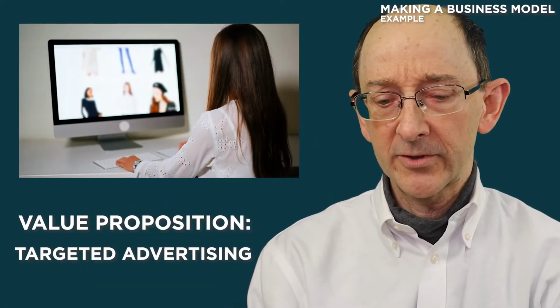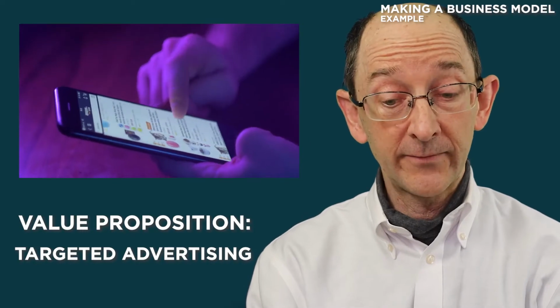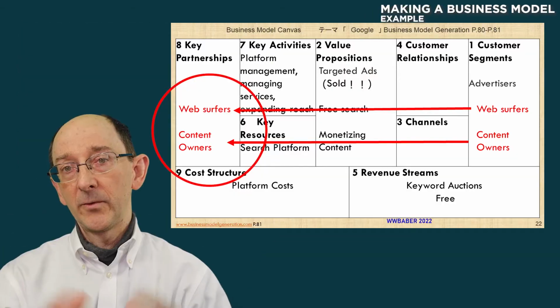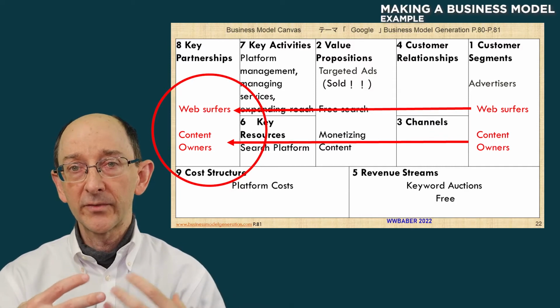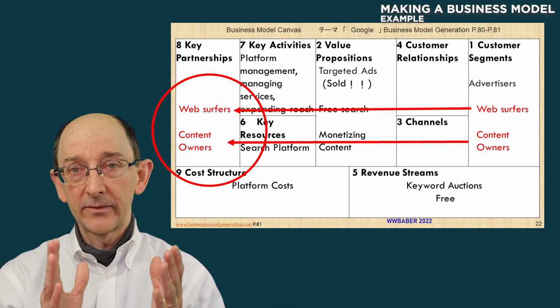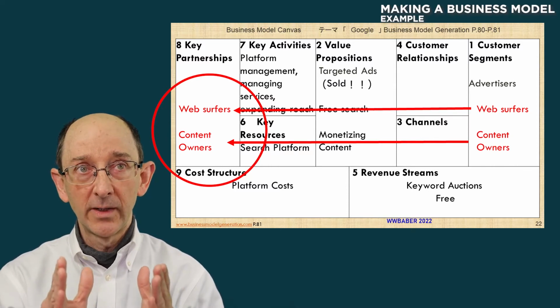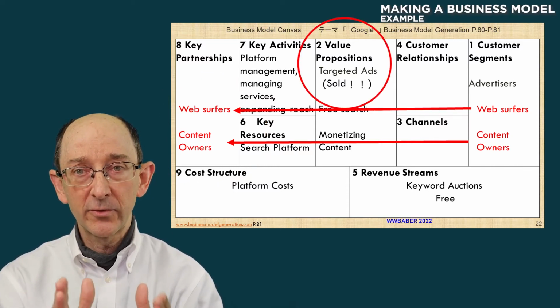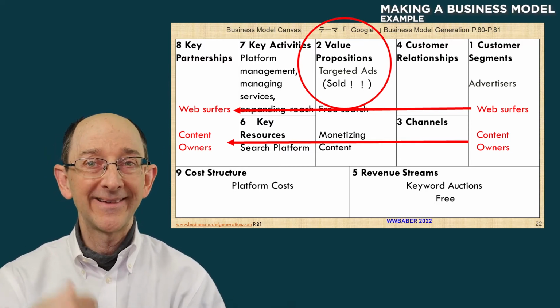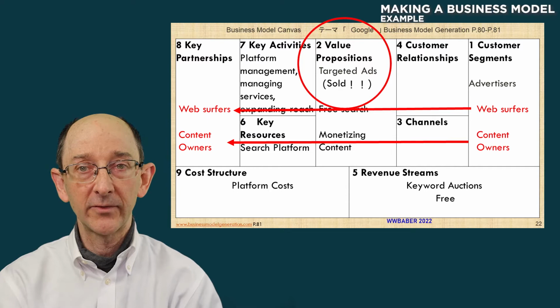Another value proposition that Google offers is targeted advertising. So all of the data from the users, from the surfers, comes back to Google and helps Google to identify interested groups and individuals and characterize them, and they can sell that to advertisers.